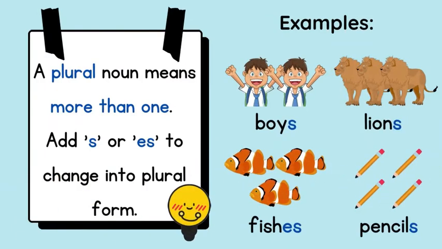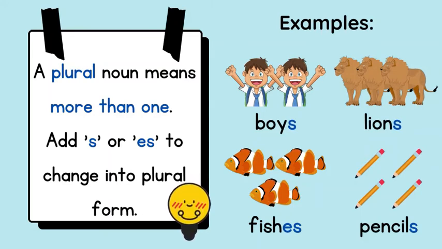Next, plural nouns. A plural noun means more than one. For plural nouns, we need to add s. Look at the blue words. We need to add s or es to change into the plural form.